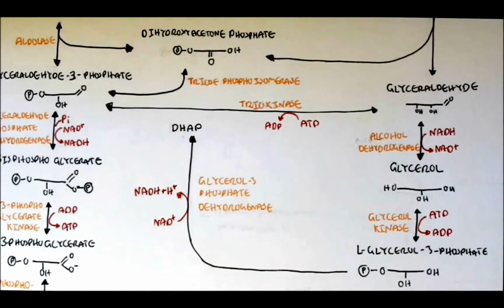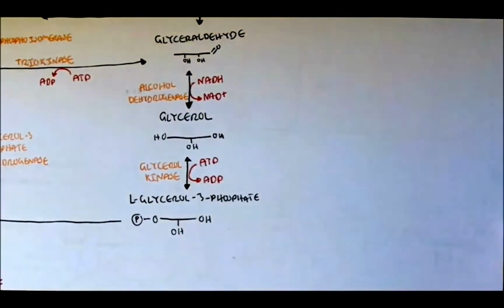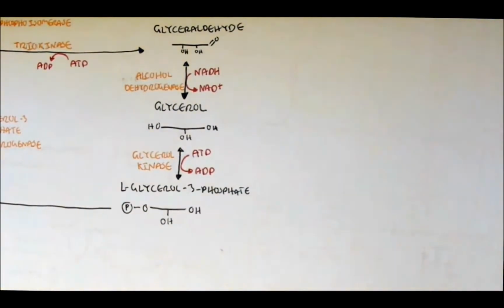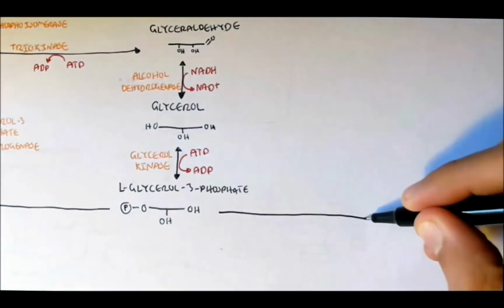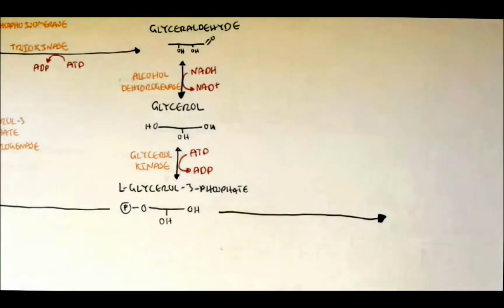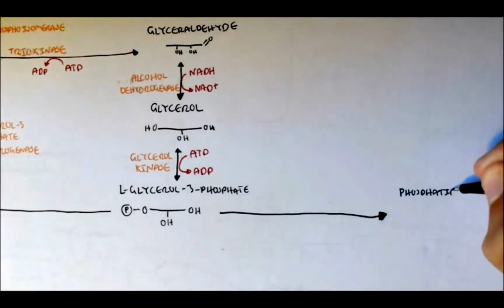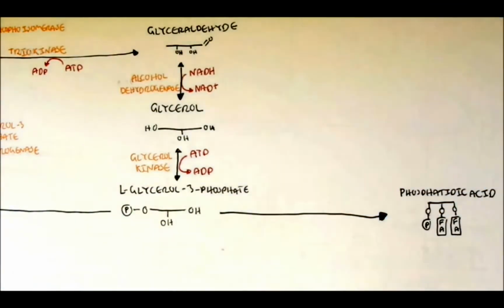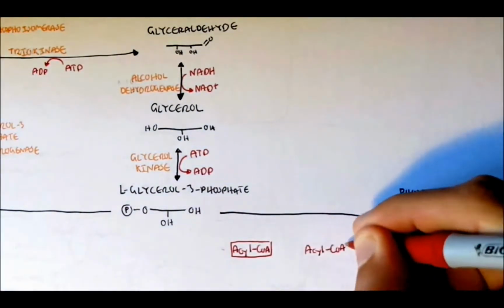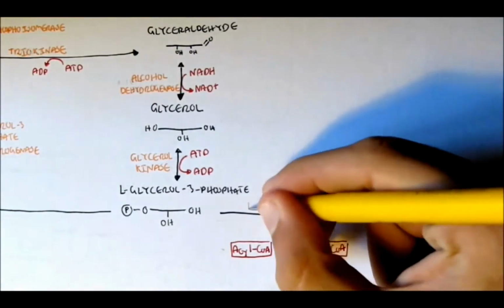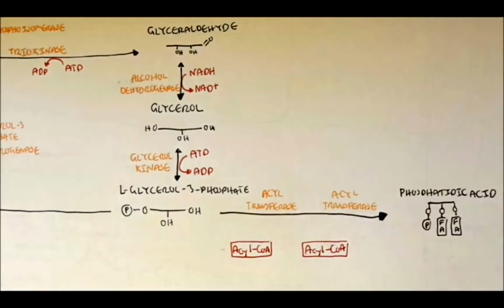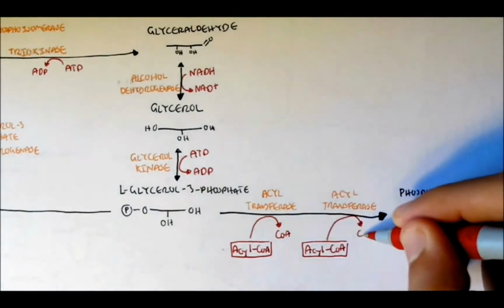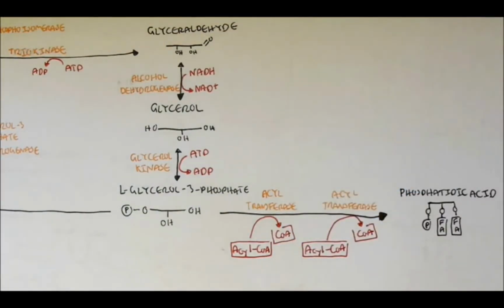But what we're focusing on now is that L-glycerol 3-phosphate can alternatively become phosphatidic acid by adding two fatty acid groups. Now fatty acids as in acyl groups. So two acyl CoAs transfer two acyl groups to L-glycerol 3-phosphate to form phosphatidic acid, and this is done by the enzyme acyl transferase.